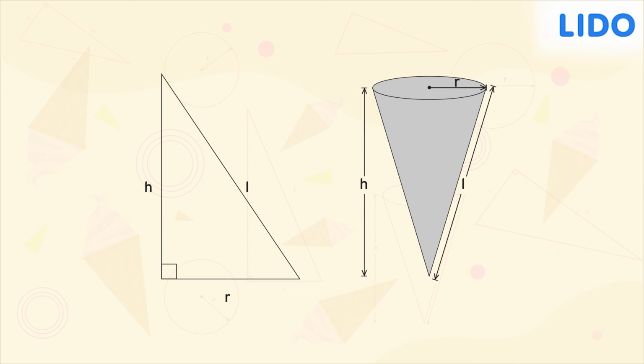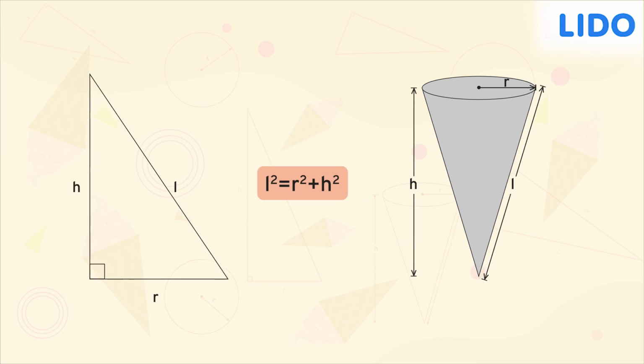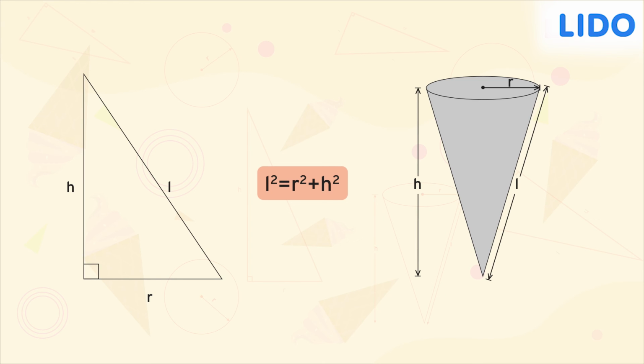And don't worry if the slant height L is not known. If the height h of the cone is known, we can easily find the cone's slant height using the relation L squared equals h squared plus r squared.